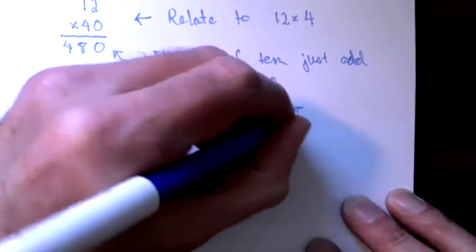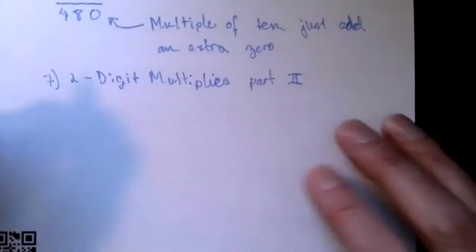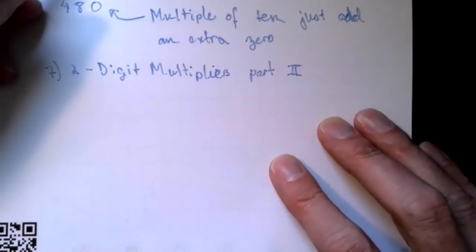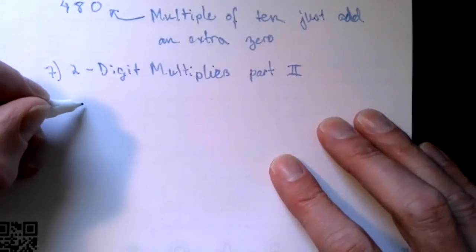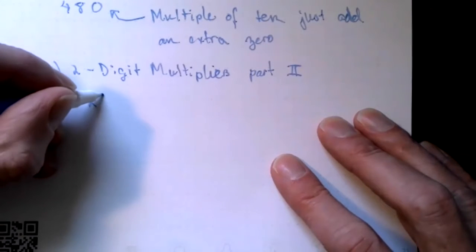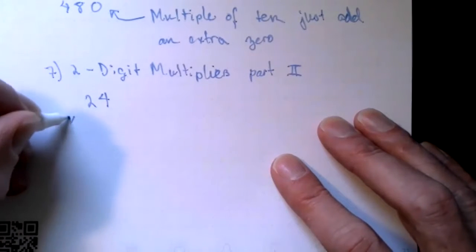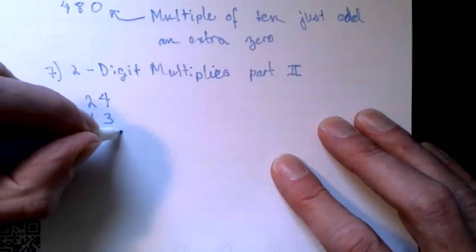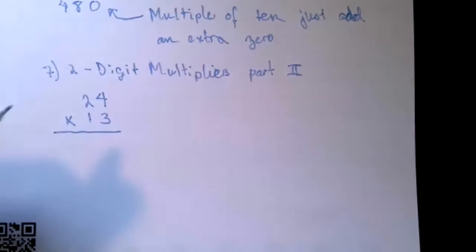And then 2-digit multipliers, part 2. So what shall I do here? Let's do something like this. 24 times 13. Okay.